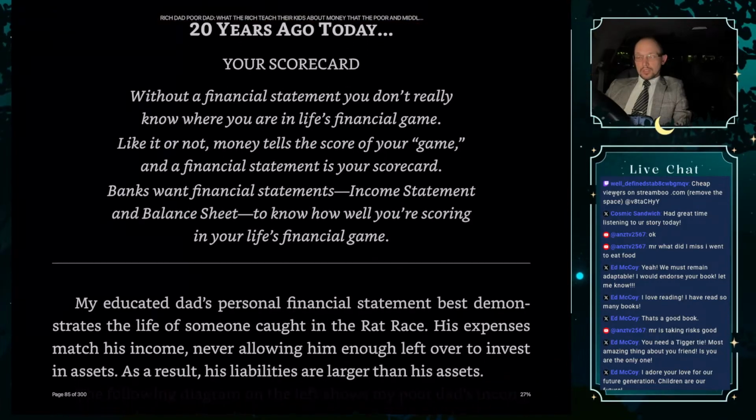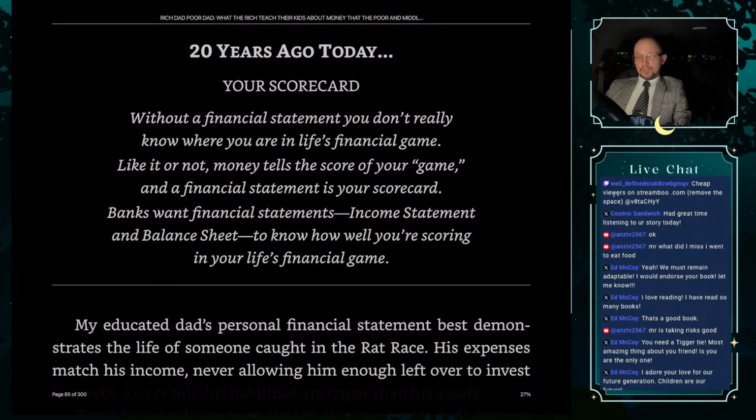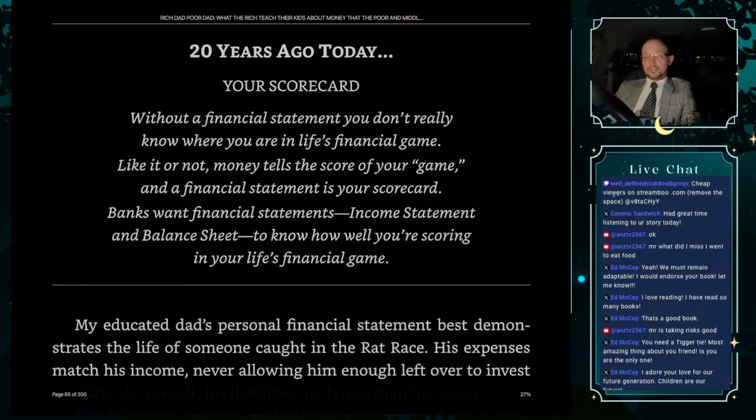Your scorecard 20 years ago today. Without a financial statement, you don't really know where you are in life's financial game. Like it or not, money tells the score of your game, and a financial statement is your scorecard. Banks want financial statements, income statement, and balance sheet to know how well you're scoring in your life's financial game.